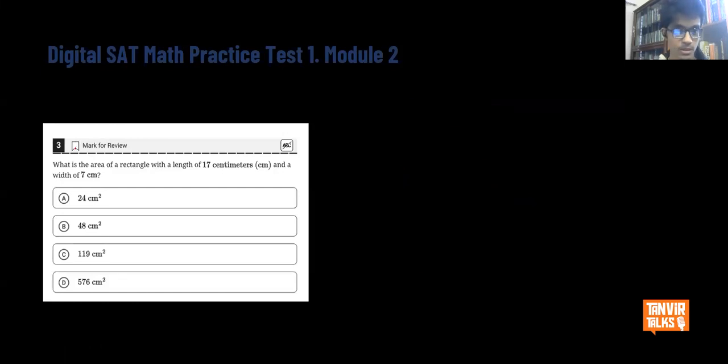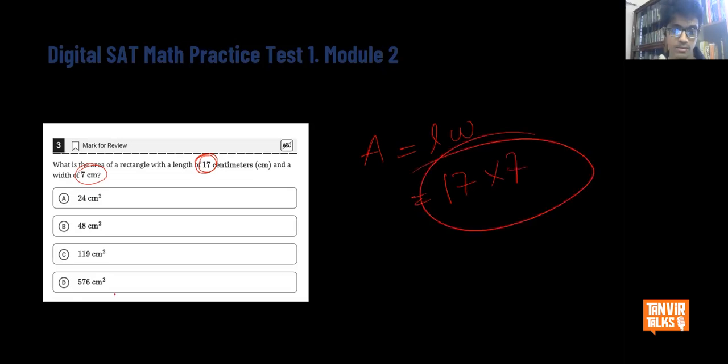Okay, the next question. What's the area of the rectangle with a length of 17 centimeters and a width of 7 centimeters? What do you know about the area of a rectangle? It is the length times the width. So length is 17 into 7. Whatever the answer is, that's the answer. You can just use a calculator.